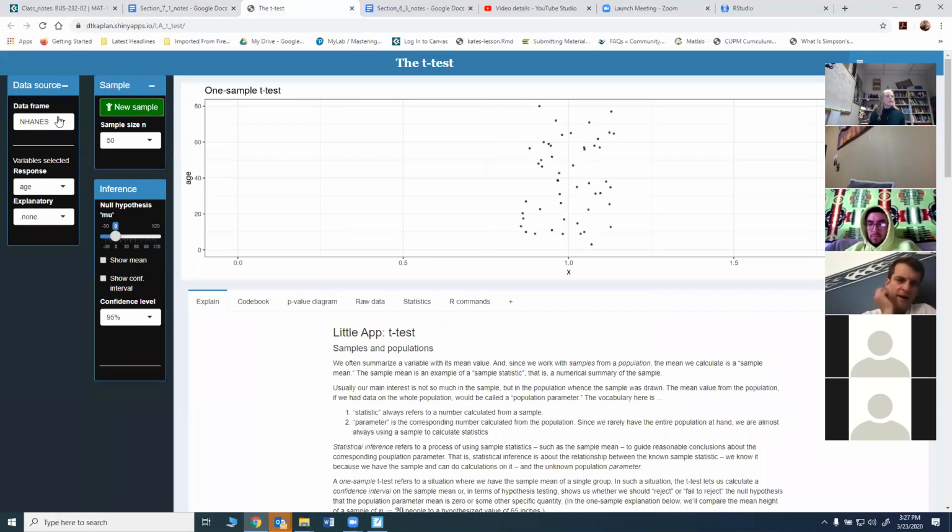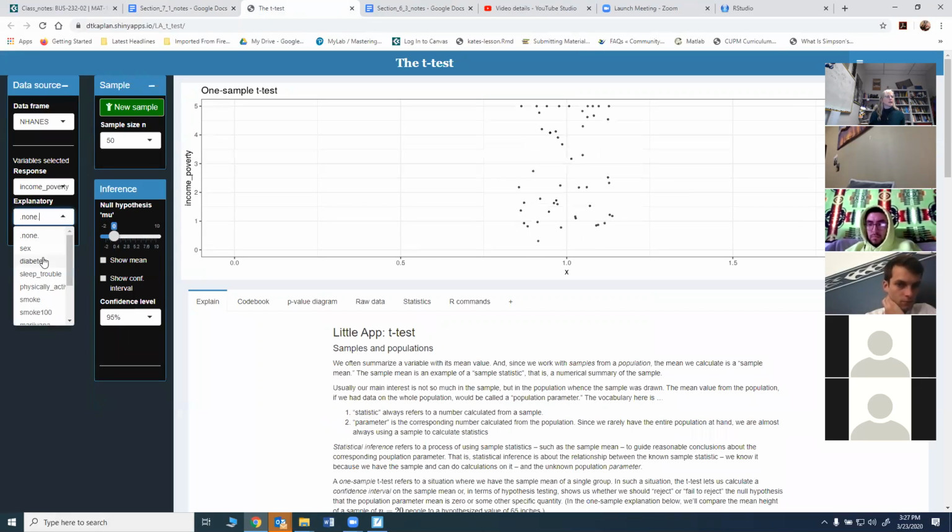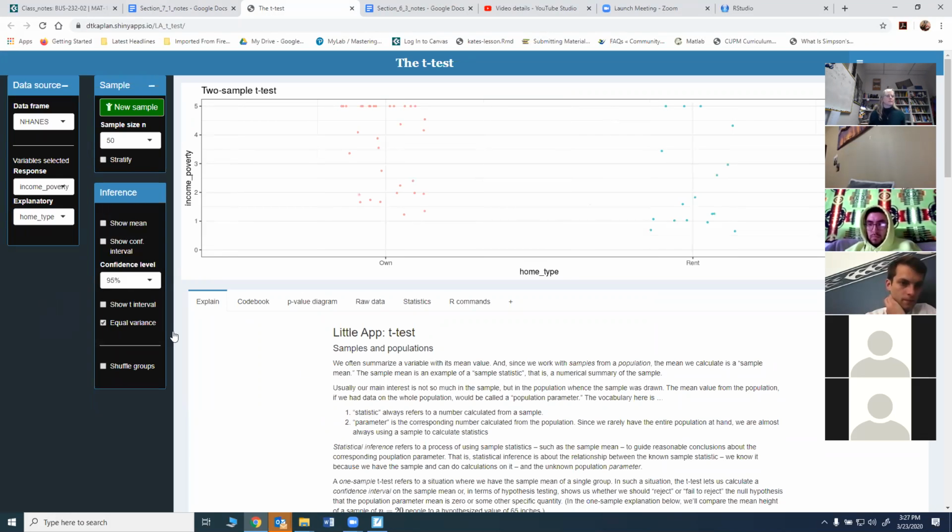So this is our NHANES data frame that we've been dealing with. I'm going to come over here to income poverty, and I'm going to pick home type. Here's home type. Oh, you just passed it. Oh, there it is. Okay. Now, I'm probably wondering, what are those things?